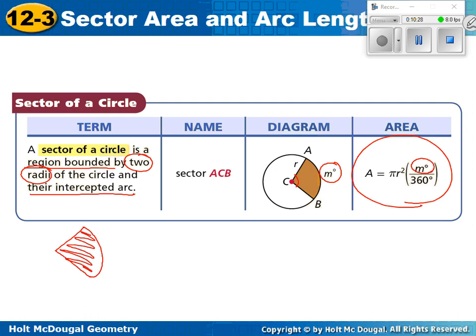When you name a sector, it's going to be the same way you would name the segment, except for the word. So be really careful. To name a sector, you cannot just put ACB, because that could mean segment, sector, or triangle. You have to put the word in front of it: sector ACB, segment ACB, or a triangle symbol if you're talking about the triangle.